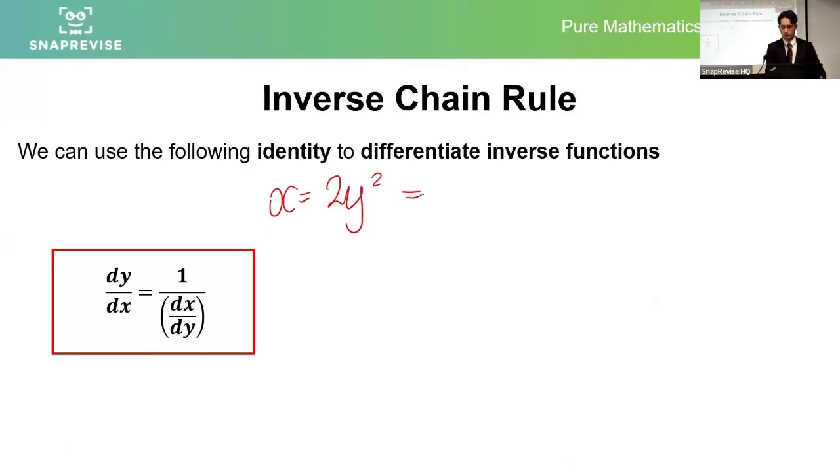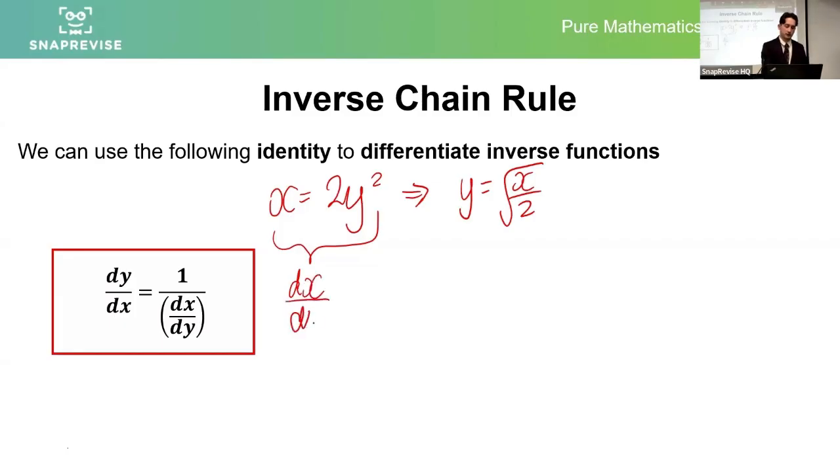you could, of course, rearrange and make y the subject. So y equals x over 2, square rooted. And you could differentiate that in that form. However, if you thought this was easier to differentiate and do dx/dy, just swap the letters you're differentiating round. This isn't implicit. They've just become the opposite of each other.